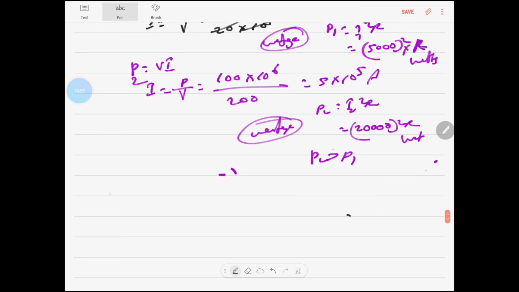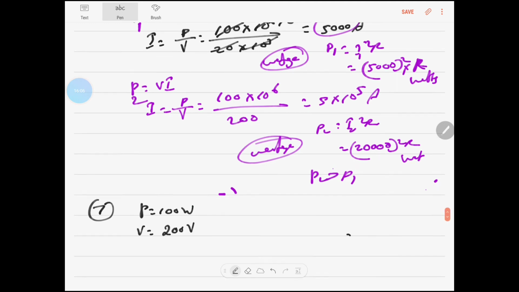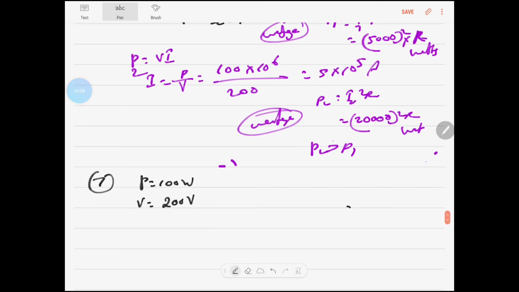Heater coil, what is this? The question says a heater coil is rated at power P = 100 watts, voltage V = 200 volts. It is cut into identical parts. Both parts are connected together in parallel. So first we're coming across a parallel connection.